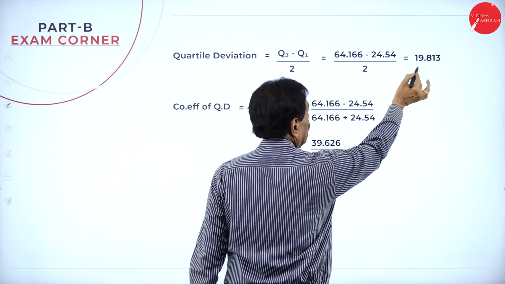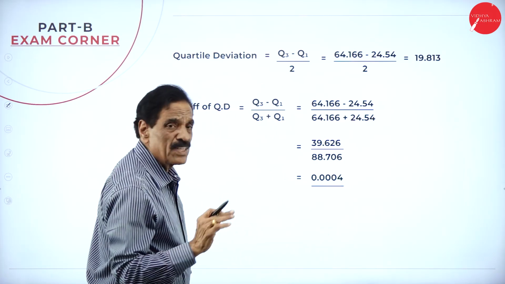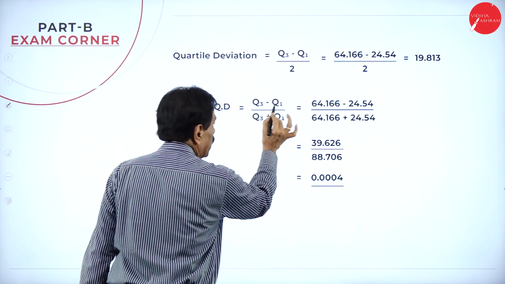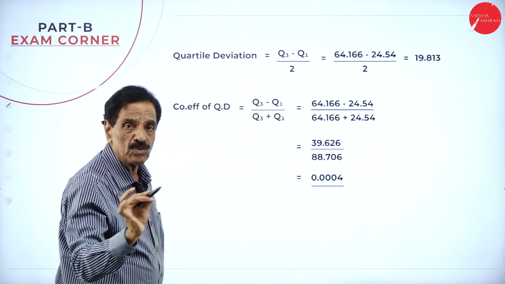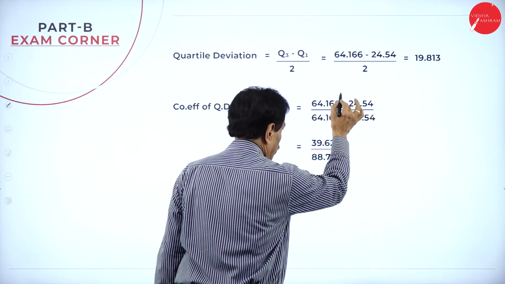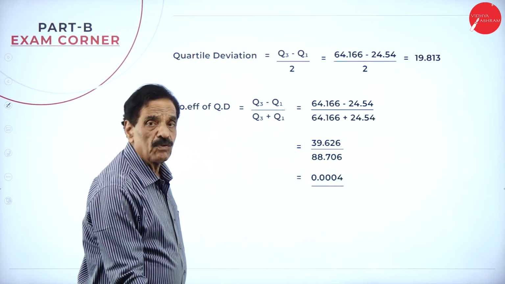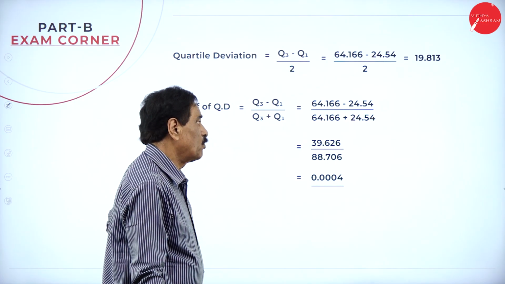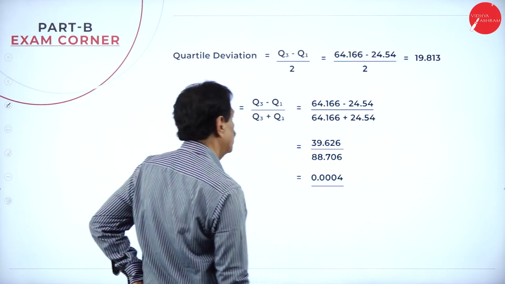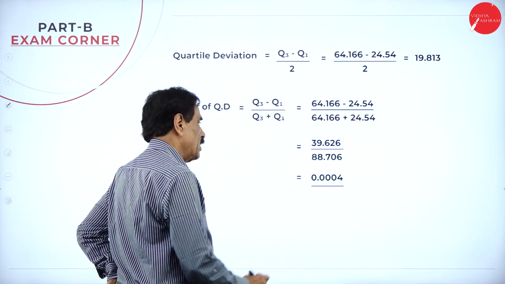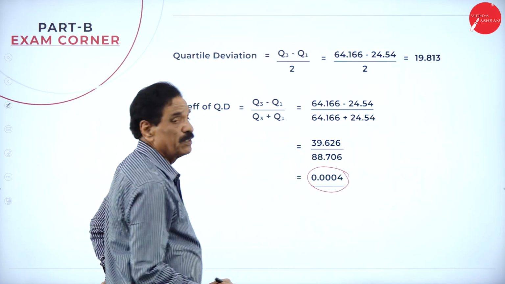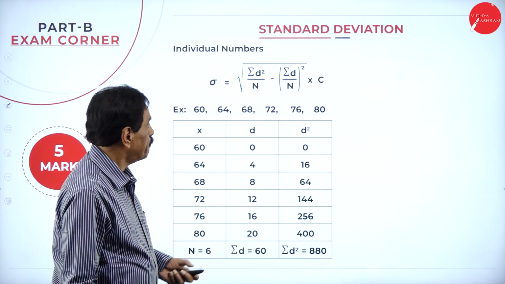64.16 did move 19.81. In examination, if they ask for the coefficient of quartile deviation, it is Q3 minus Q1 divided by Q3 plus Q1. Q3 is 64.166 and Q1 is 24.54. Same numbers, adding and deducting: 64.166 plus 24.54 is 88.706, and 64.166 minus 24.54 is 39.626. If we divide, it is 0.004. This is your quartile deviation.